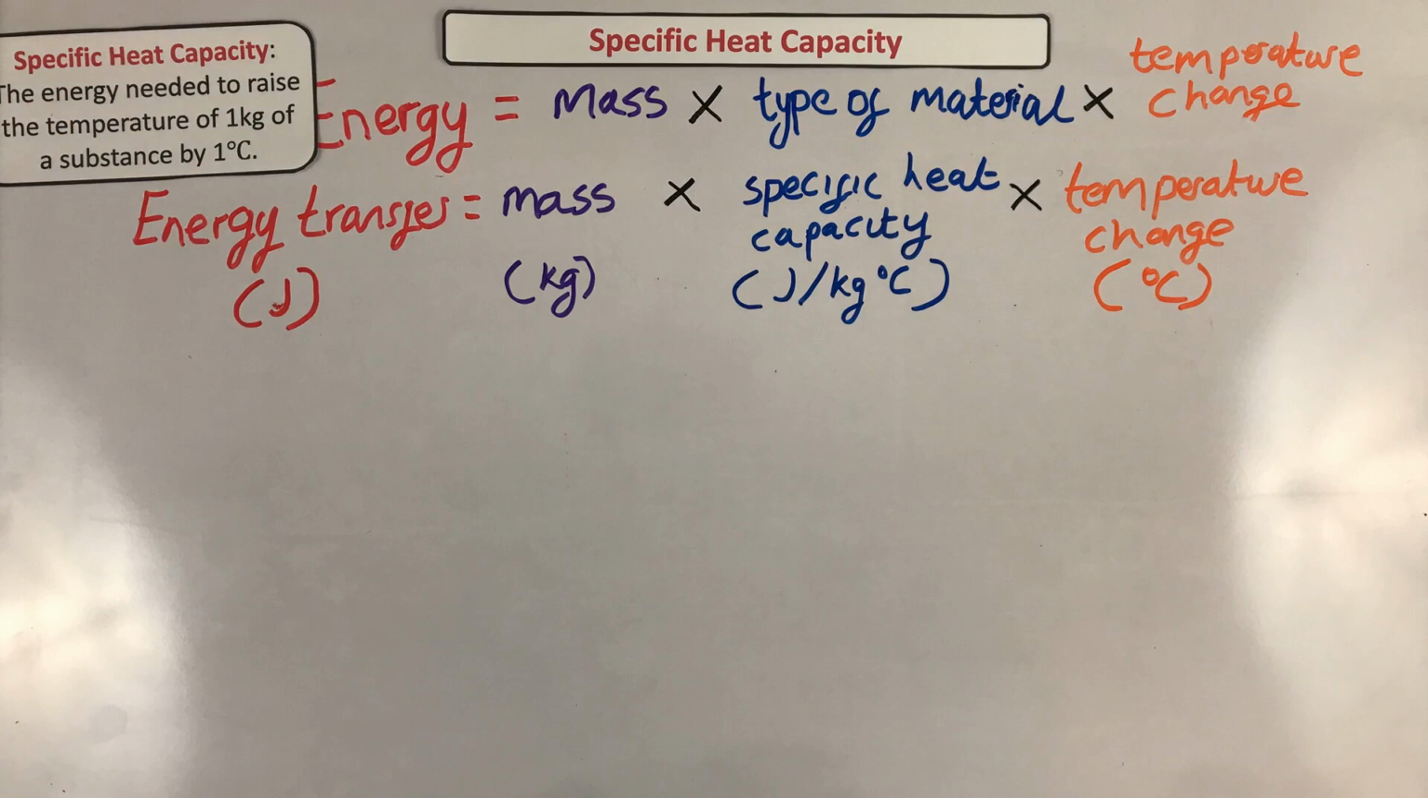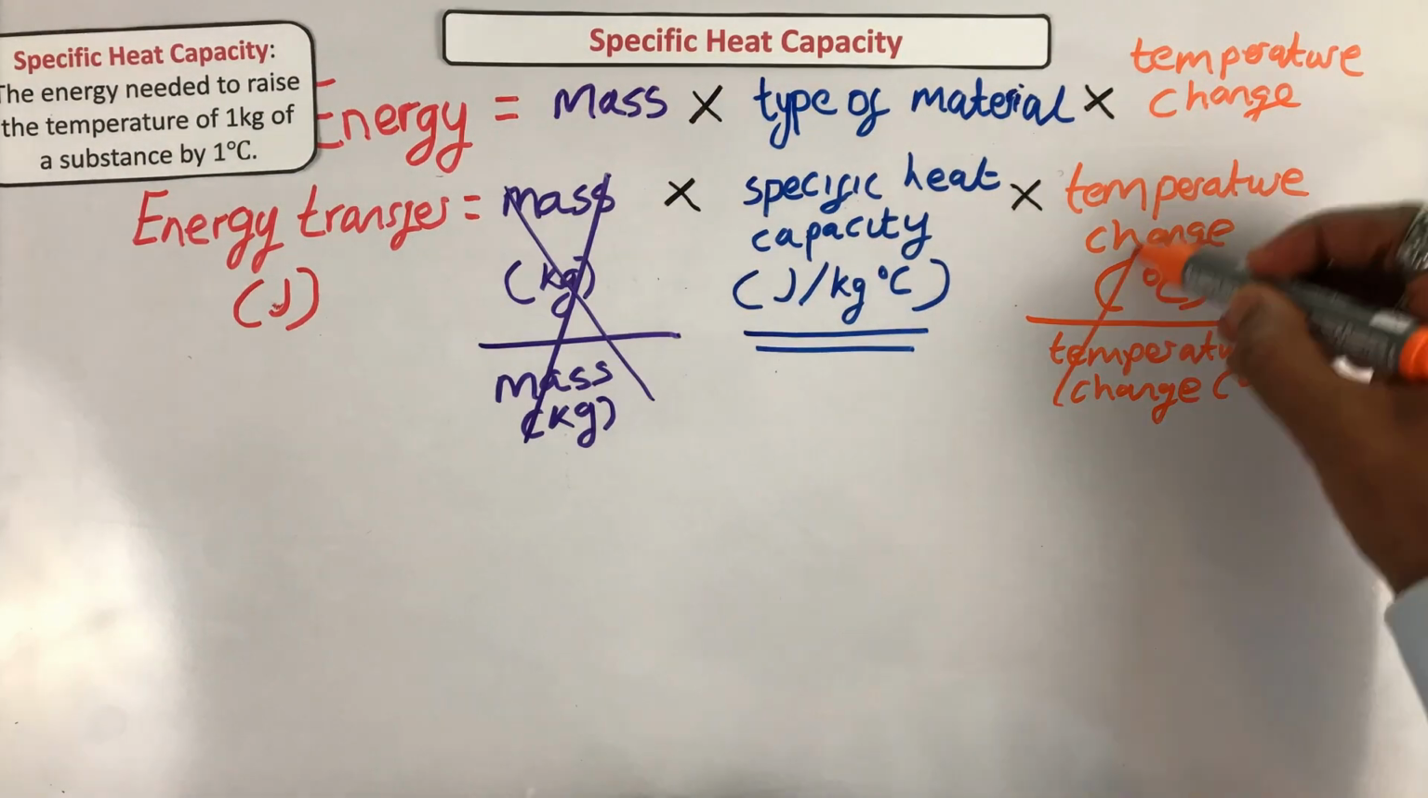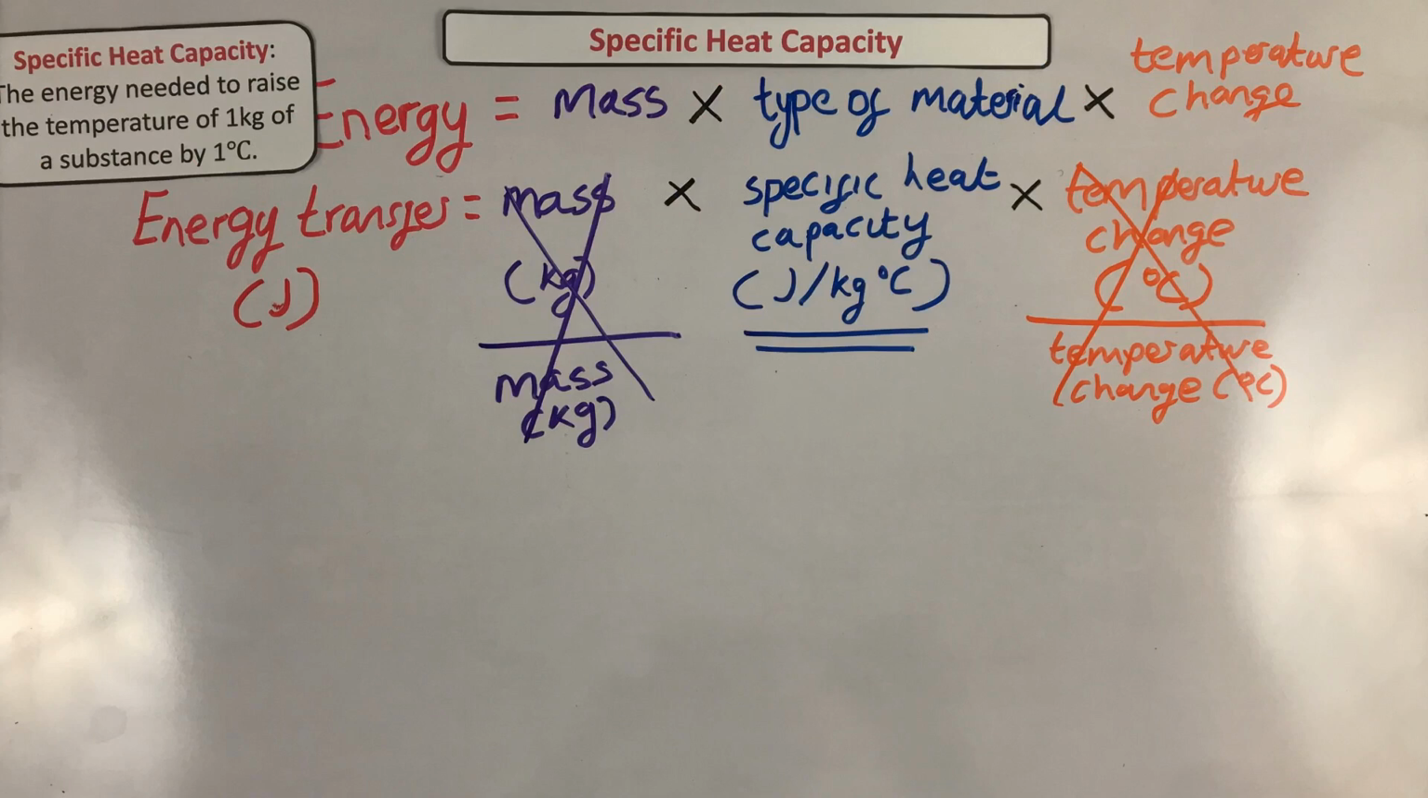Looking at our equation, that means that we need to get the specific heat capacity by itself. In order to do that, we need to get rid of the mass and the temperature change on the right hand side. We do that by dividing both sides by the mass and the temperature change, so that on the right hand side, the mass and temperature change cancel each other out.